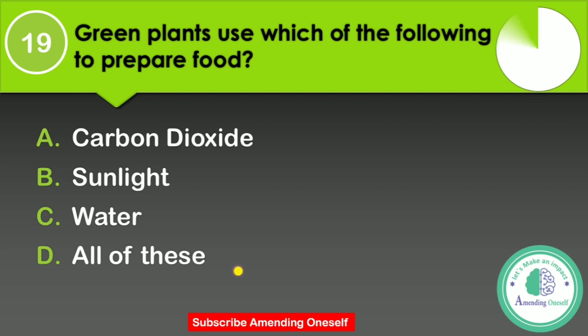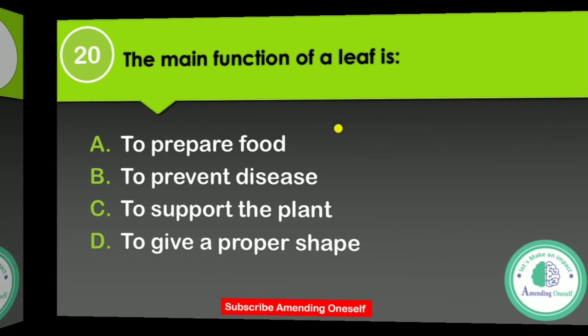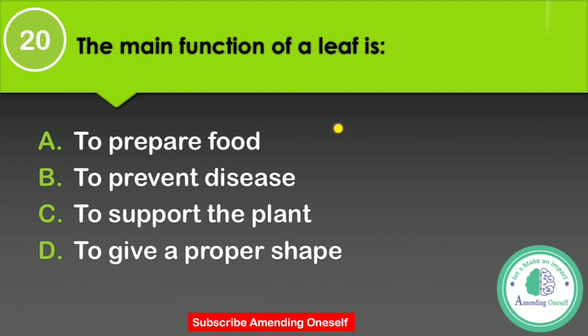Very simple question, very basic question actually. Time's up. Last question, question number 20. The main function of a leaf is: A, to prepare food; B, to prevent disease; C, to support the plant; or D, to give a proper shape.